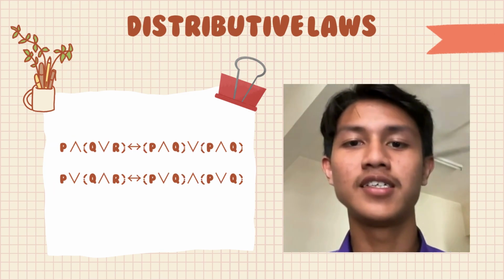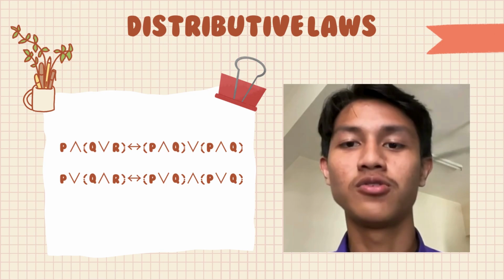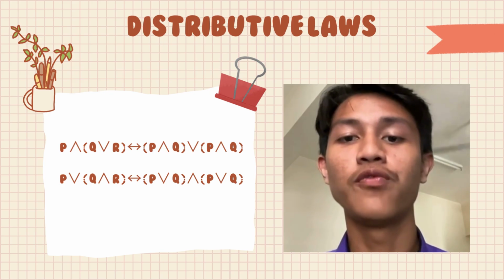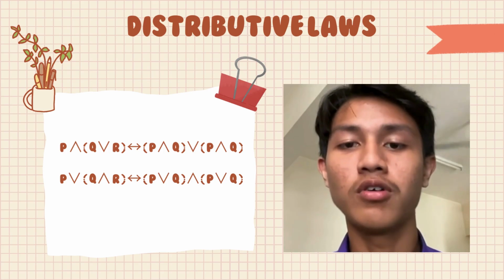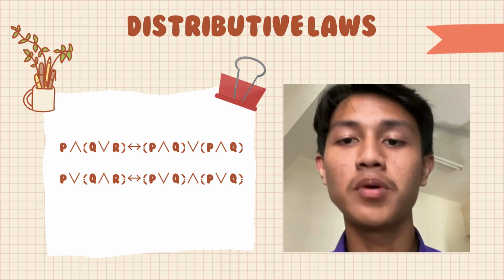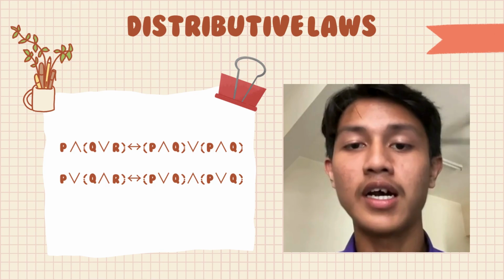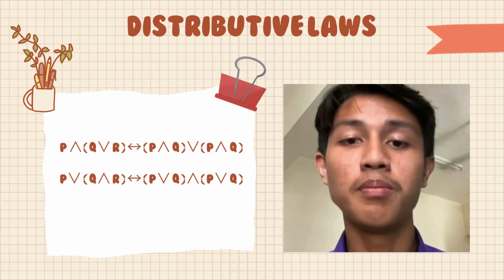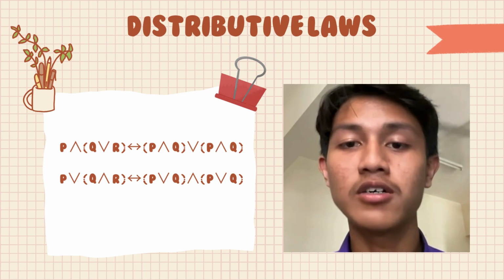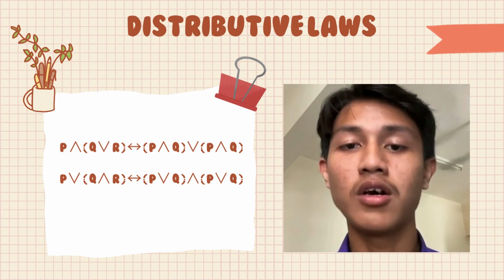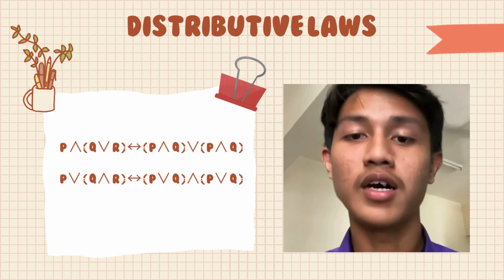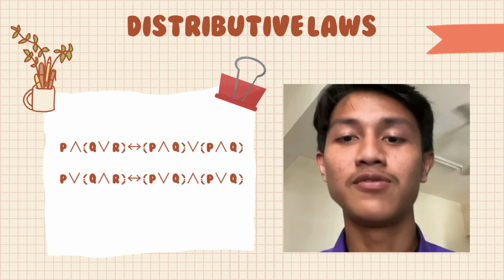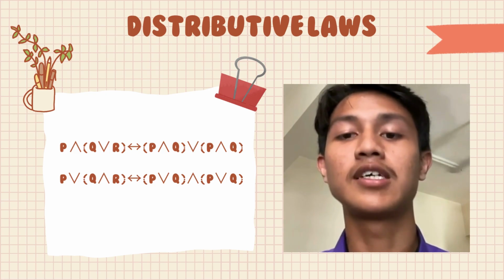Okay, next is distributive laws. Distributive laws show us how to break down or factor expressions. For instance, P and (Q or R) will get (P and Q) or (P and R). The same goes for P or (Q and R), which will get (P or Q) and (P or R). This is very helpful in logical proofs and circuit design.